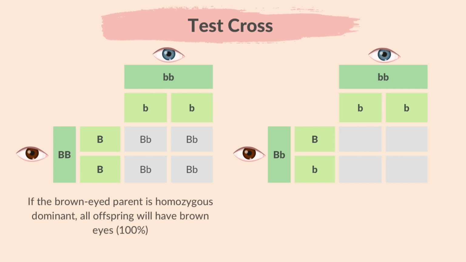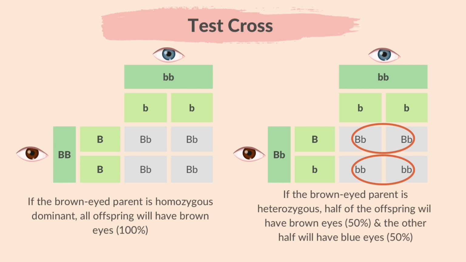The gametes will be capital B and small b for the heterozygous brown-eyed parent. And for the pure breeding blue-eyed parent, it will be small b and small b. These are the possible allele combinations of the offspring produced. Here we will have capital B, small b, so the offspring will have brown eyes. Here also we will have capital B, small b. Here we will have small b, small b, so this offspring will have blue eyes. And here once again we will have small b, small b.